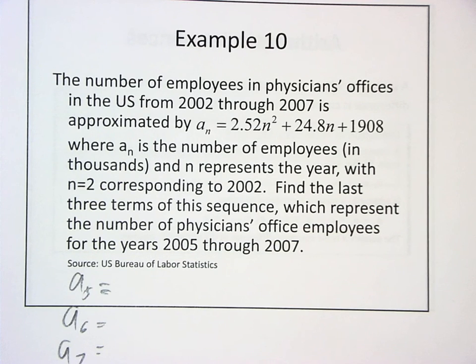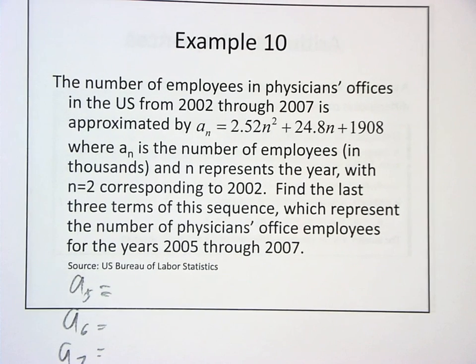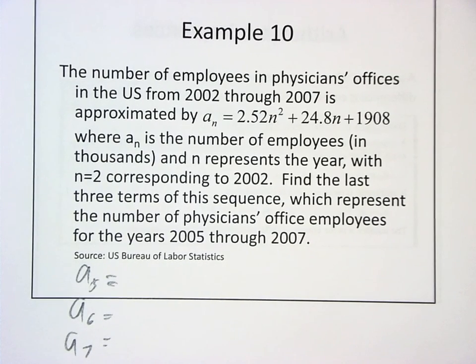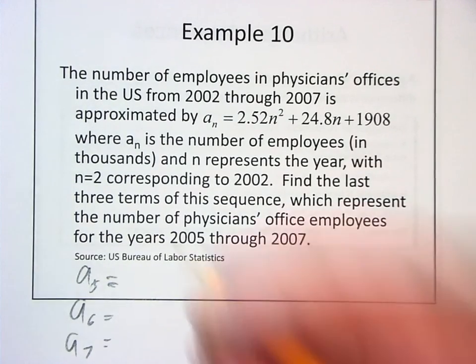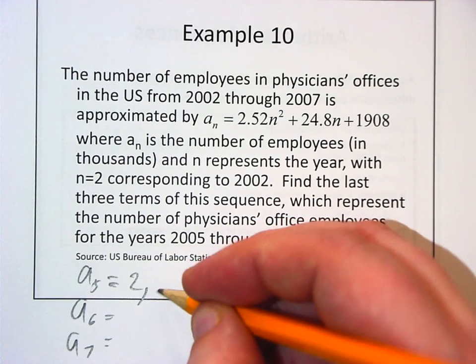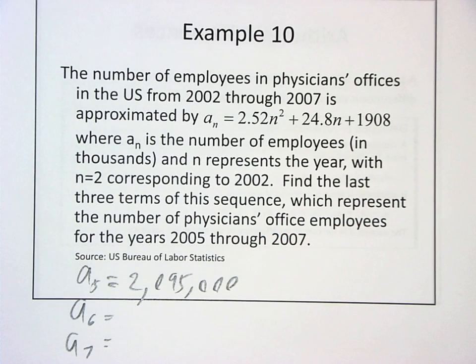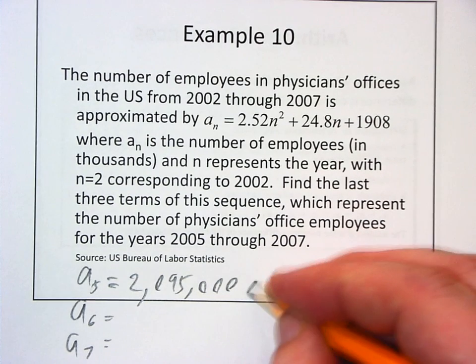2095. Anybody else get that? Does the answer make sense? Yeah, it's in thousands. We're talking about the number of employees in doctors' offices, right? So yeah, it does need to be 2 million and what? 95,000. Okay. So 2,095,000 employees.